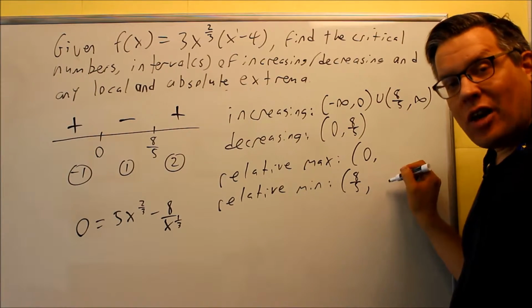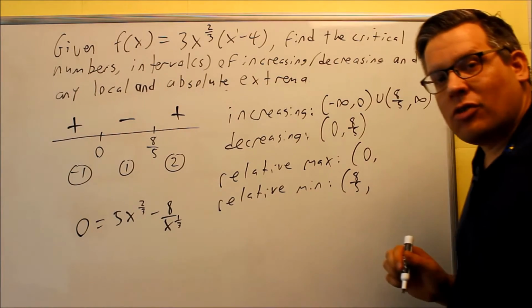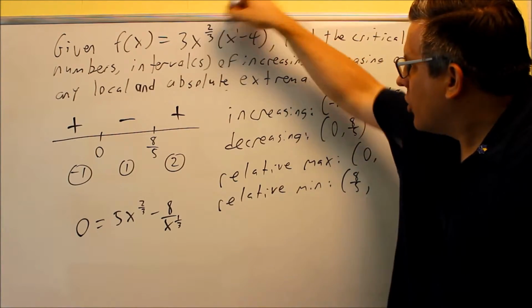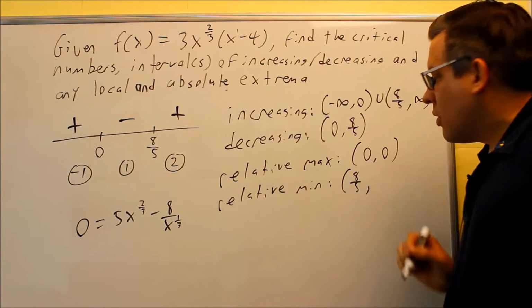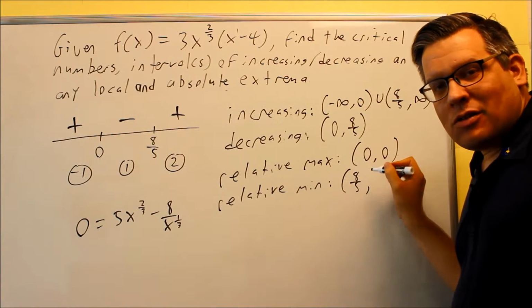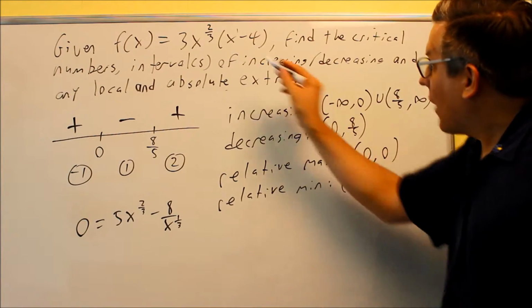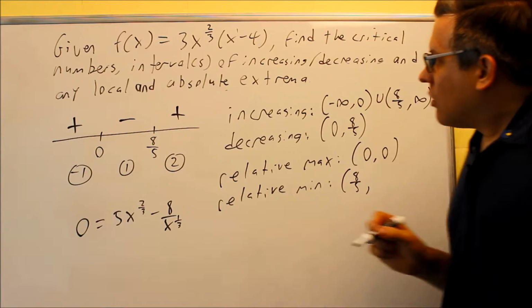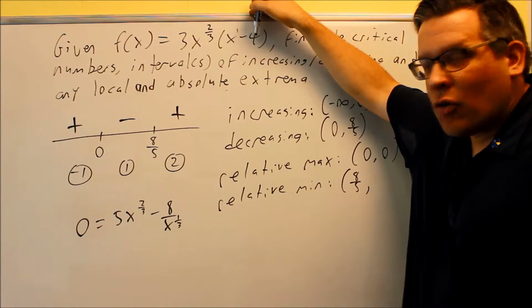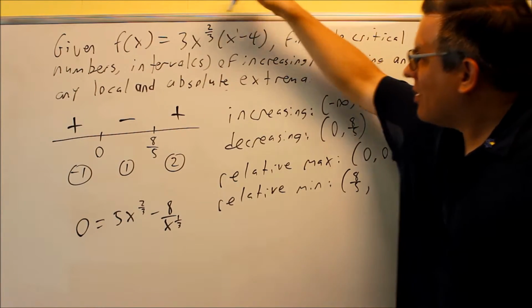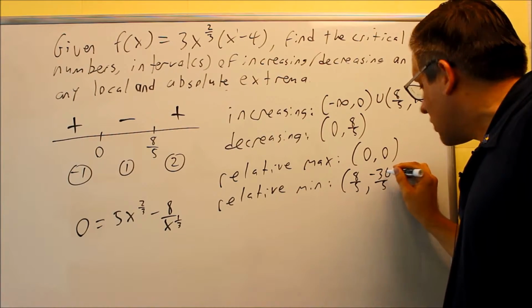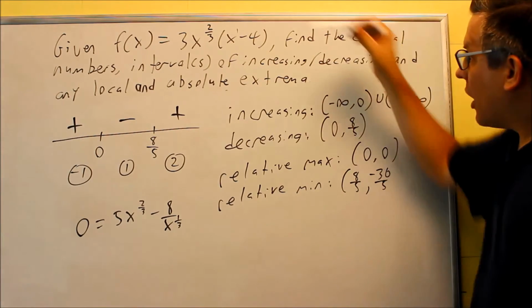Now, we have to get the y values for each of these. You're not going to use the derivative in this case. You got to use the original function. If I put 0 into here, 0 times anything is 0. So 0, 0 is our relative max. Now the relative min is not going to be that nice of a number here. 8/5 is going to have to go in for both the x's. Let's ignore this part here and just look at 3 and then 8/5 minus 4. If you do 8/5 minus 4 and then times 3, you're going to get negative 36 fifths for that part.